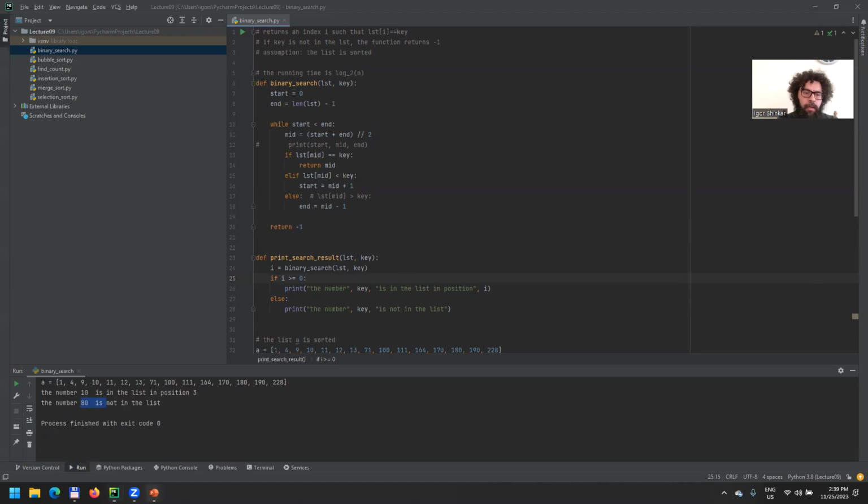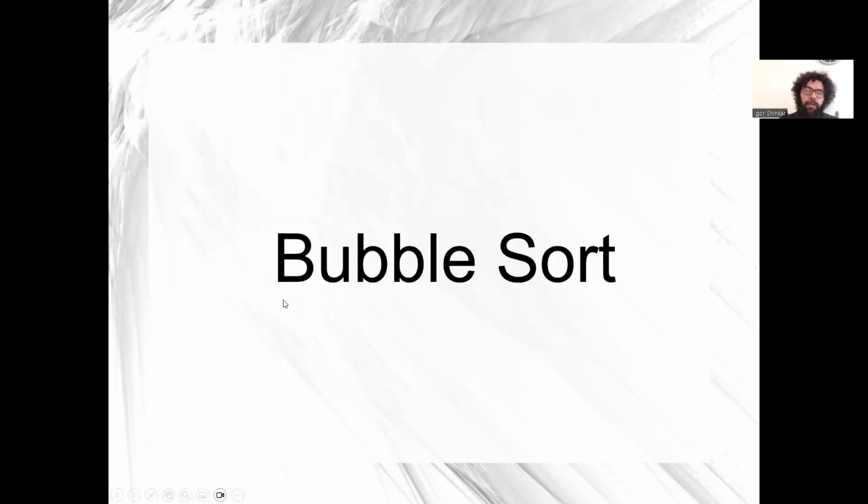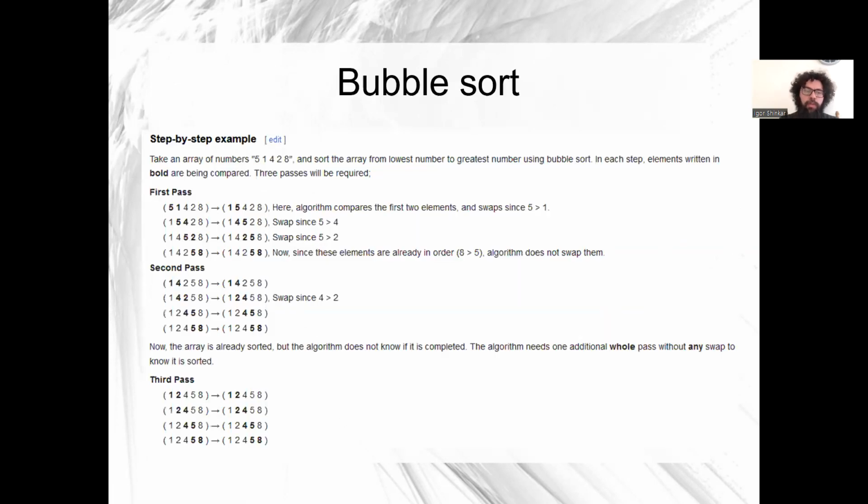Okay, I promised you find and count. I promised binary search. So next what we're going to do, okay, so we said, for binary search, I want my list to be sorted. But what if the list is not sorted? So what we're going to do next is we're going to learn 3 sorting algorithms: bubble sort, selection sort, and insertion sort. And I'll start with bubble sort. So here's what bubble sort does.